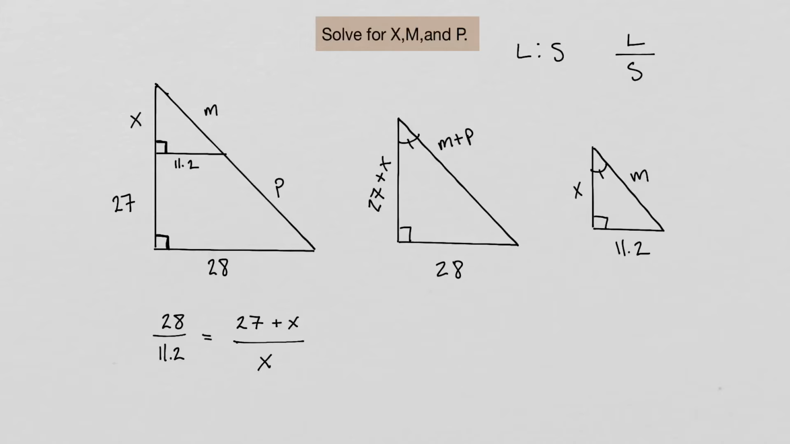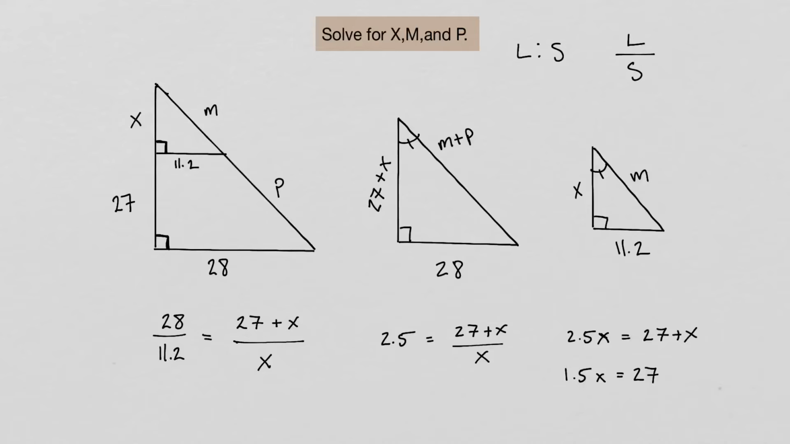So 28 over 11.2 equals 2.5. So we're going to say 2.5 equals 27 plus x over x. Now we're doing some basic algebra. We multiply both sides by x, which gets rid of the x in the denominator. So we have 2.5x equals 27 plus x. Subtracting x from both sides, 2.5x minus 1x, 2.5 minus 1 gives us 1.5x equals 27.